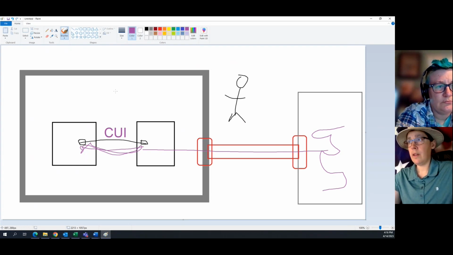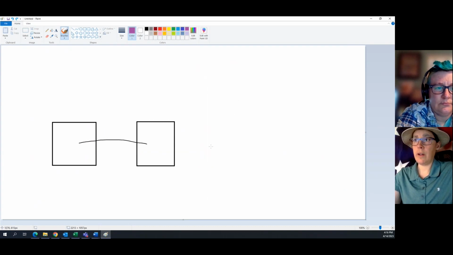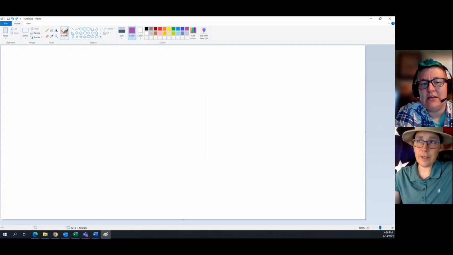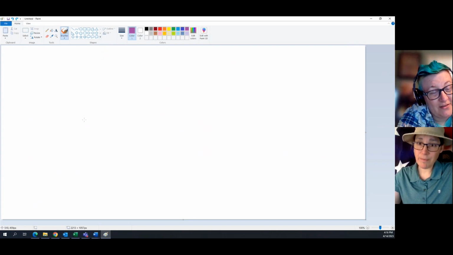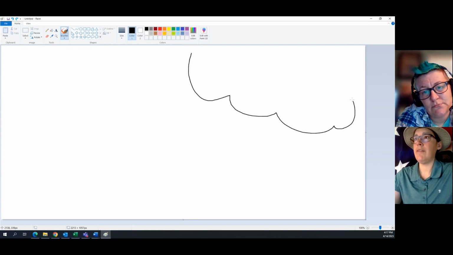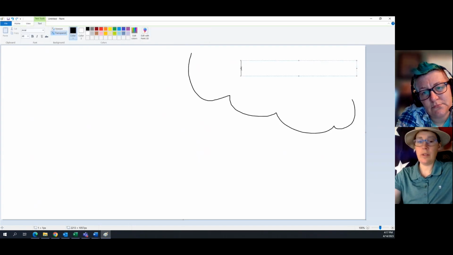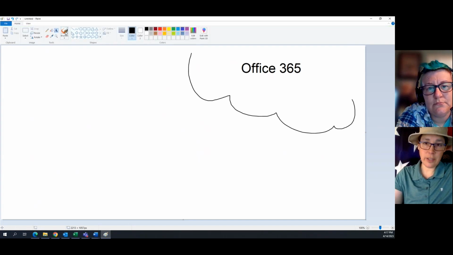So let me just expand a little bit more on this idea. CUI in Fort Knox could also be your backup. That would not have to have FIPS on it because it had the physical security. Yep. So let's combine our Office 365 scenario, which we know the connection is nice and protected.